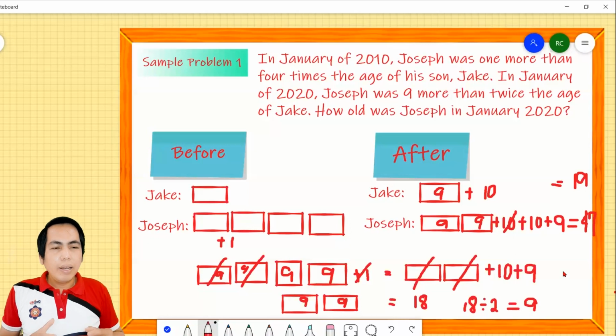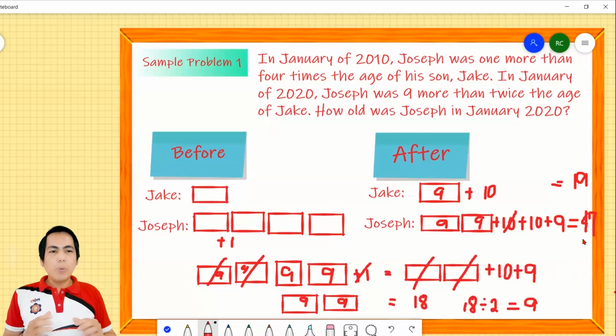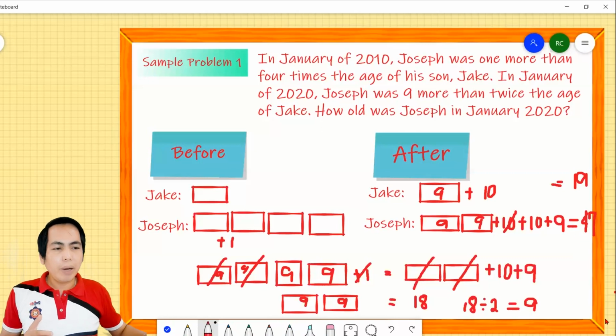So let us try to find out whether when we multiply 19 by 2 and add 9, it will give us 47. 19 times 2 is 38, plus 9 is 47. Check. So we have answered the problem correctly, that Joseph was 47 years old in January of 2020. Now let's proceed to sample problem number 2.